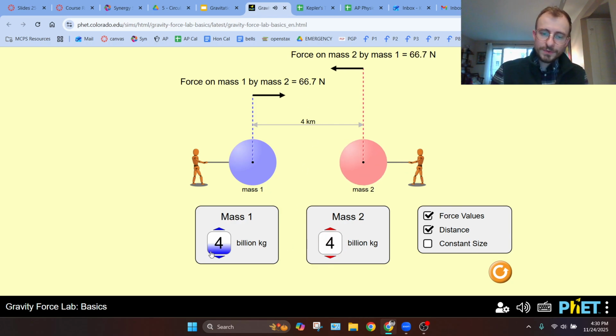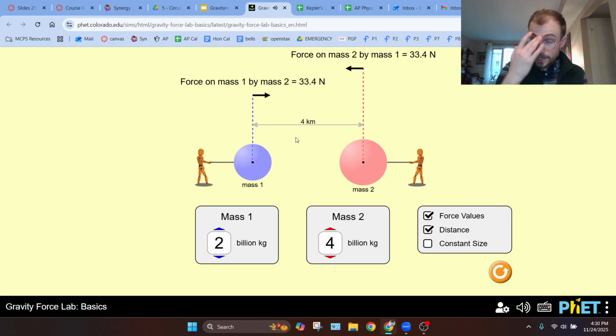So let's get back to the setting we had originally, and then let's talk about distance. Right now we're at 4 kilometers apart. If I were to halve that distance to 2 kilometers, what do you think is going to happen to the force?